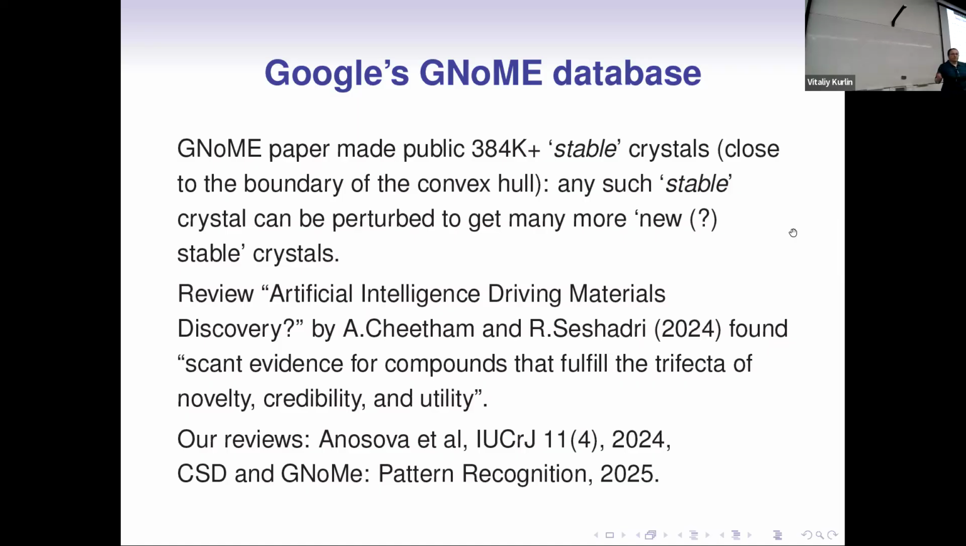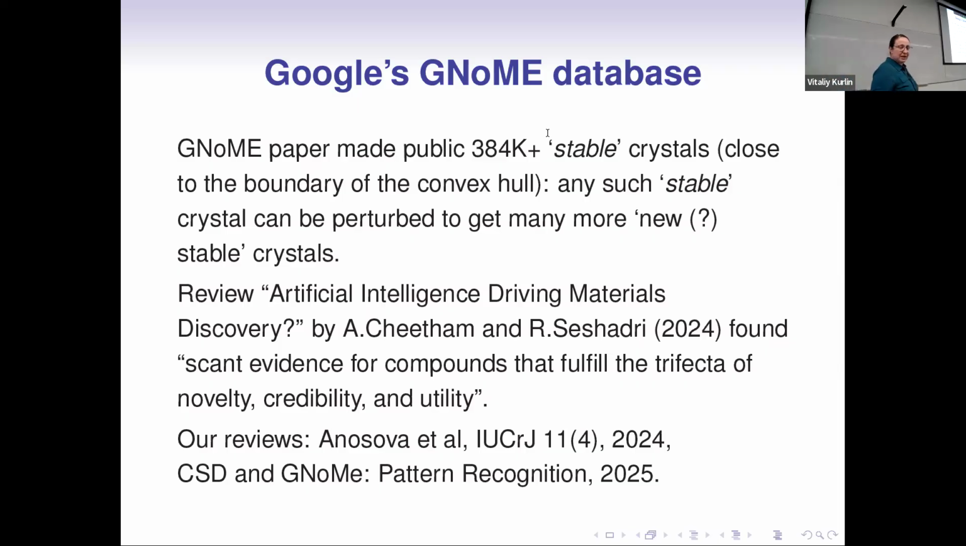But the chemists again started to look at the predictions, and there was the next review, now about the Google GNoME dataset itself. And whatever they looked at, they found scant evidence of anything that is novel, or credible, or useful, because some of them were just very unstable and containing radioactive materials. They tried to do it by hand, which is a bit hard with this number of predictions.